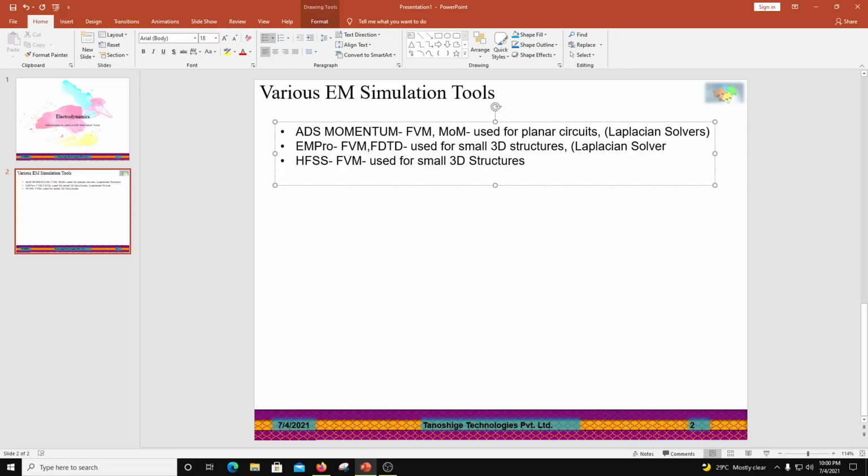Okay, so this is a Laplacian solver. All these are Laplacian solvers, so I'm just going to copy paste. Control C, Control V. Okay, so that is HFSS.